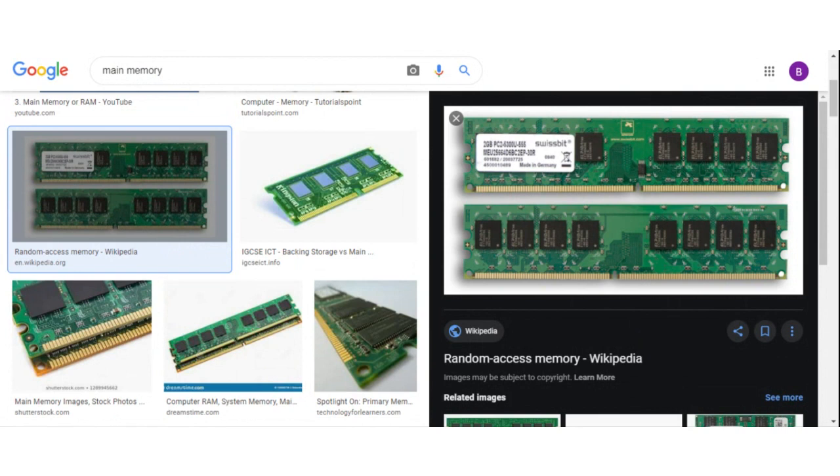Which is this memory according to you? Information is stored permanently. Yeah, that is correct. The information is stored permanently. And I think you said last time that it stores information that is responsible for the booting process.